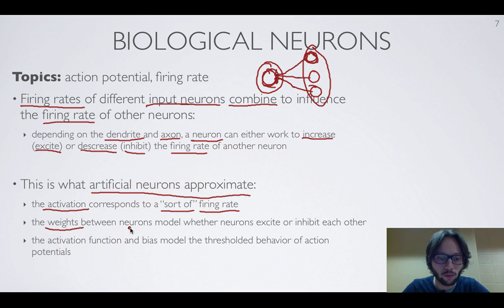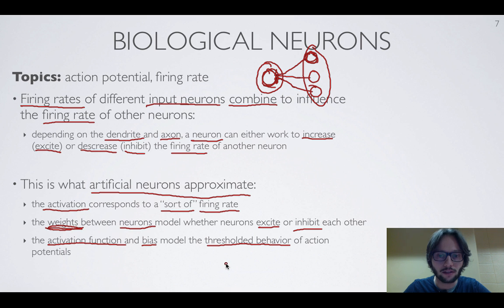Now the weights between the neurons model whether some given neuron will excite or inhibit other neurons. If we have a positive connection between two neurons, it means that the input neuron will excite the output neuron, the neuron it's connected to. If instead it inhibits, then we'll have a negative connection. So these weights translate this idea that firing rates can either increase or decrease the firing rates of other neurons. And then the activation function and also the bias within the neuron are a model for this thresholded behavior of action potentials.